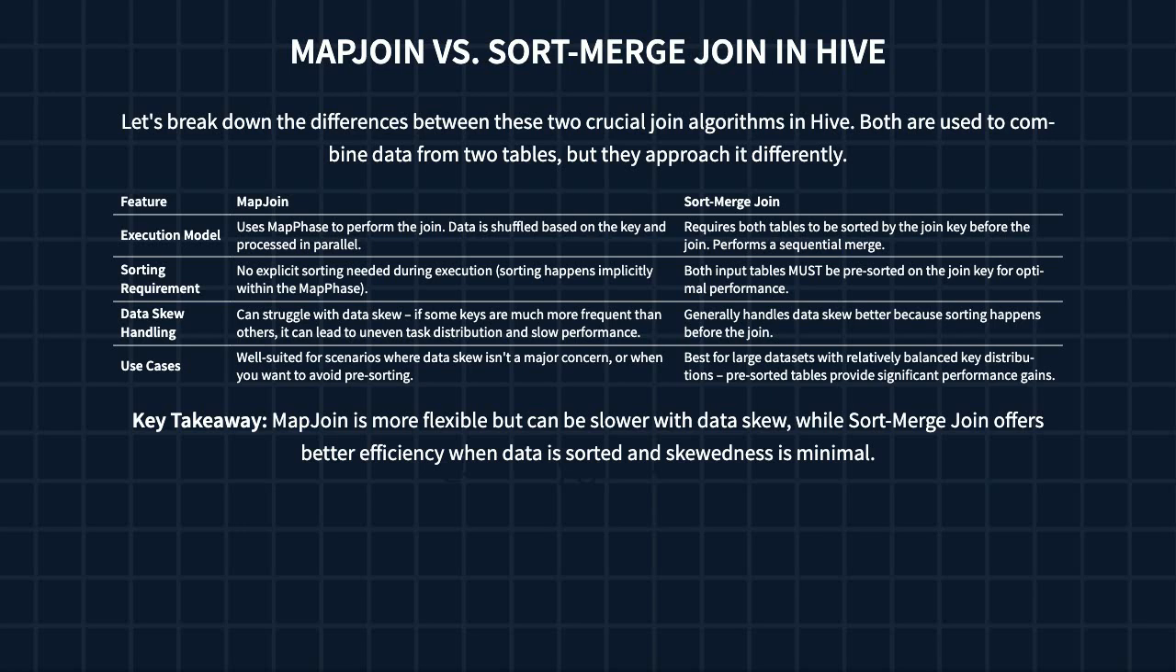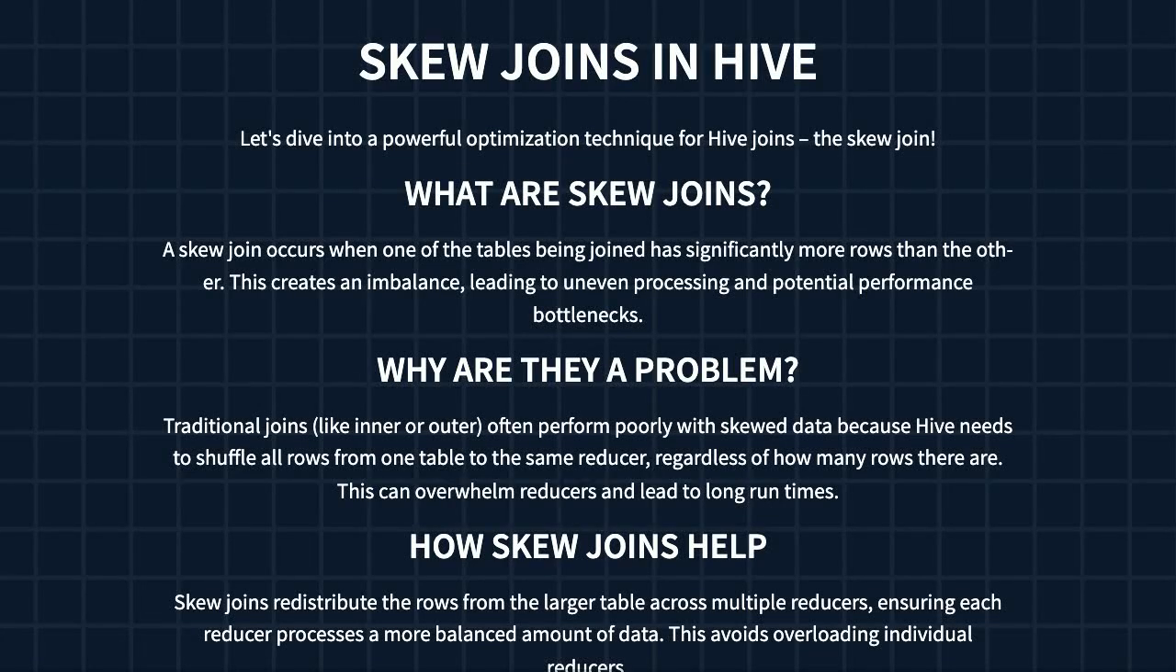On the other hand, sort merge join requires both tables to be sorted based on the join key before the join happens. Because of this pre-sorting, it tends to perform better with large datasets where the distribution of keys is relatively even, avoiding that data skew issue. So, map join offers more flexibility but can suffer from skew, while sort merge join excels when your data is sorted and balanced.